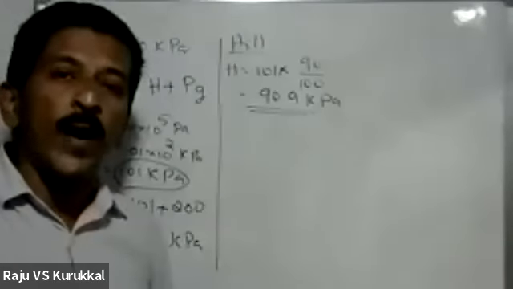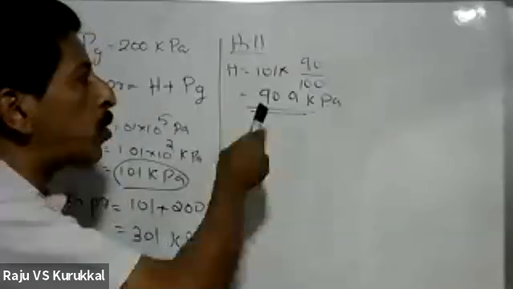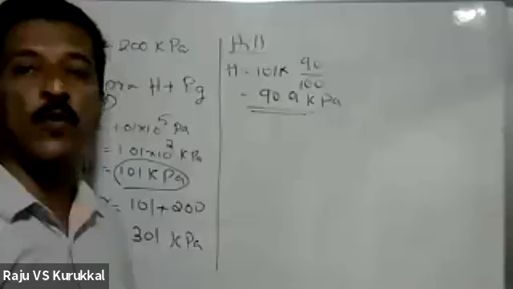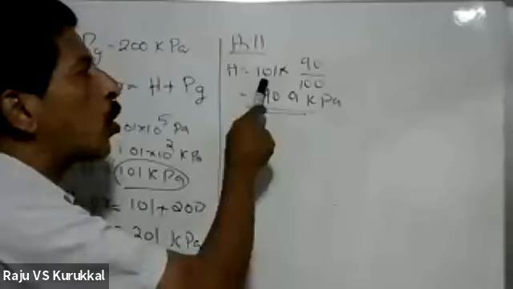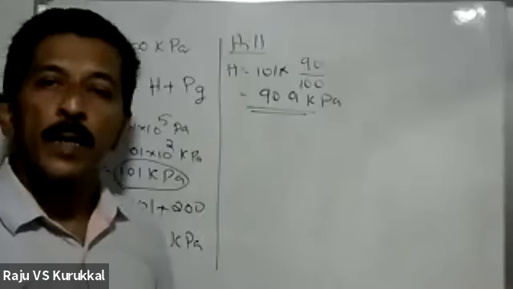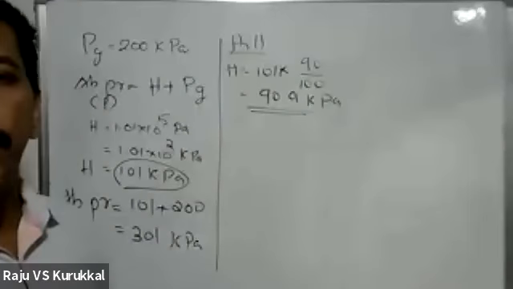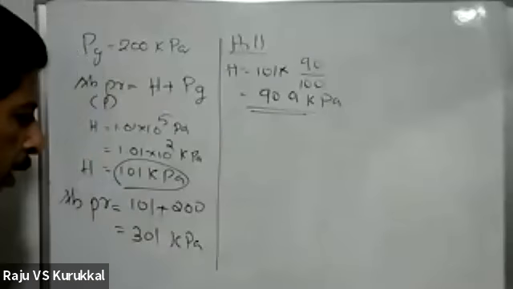The pressure at the mountain surface will be lower than at sea level. The pressure at the mountain surface is 10% less than at sea level. So 10% less means only 90. If 100 gives 90, then what for 101? So 101 into 90 by 100 is 90.9 kilopascal. The atmospheric pressure at a mountain height.